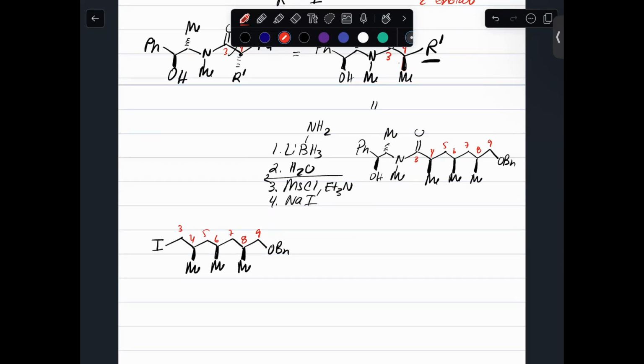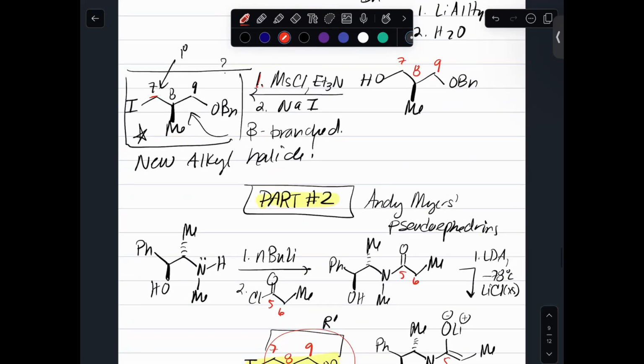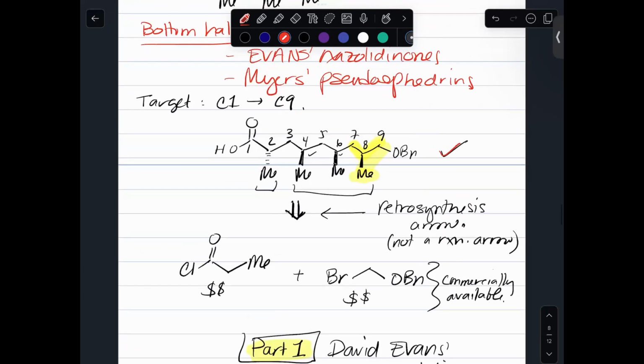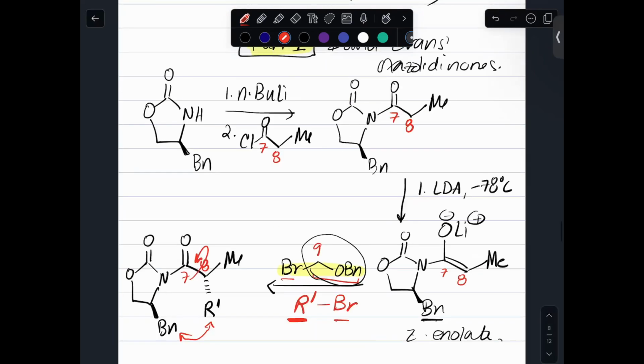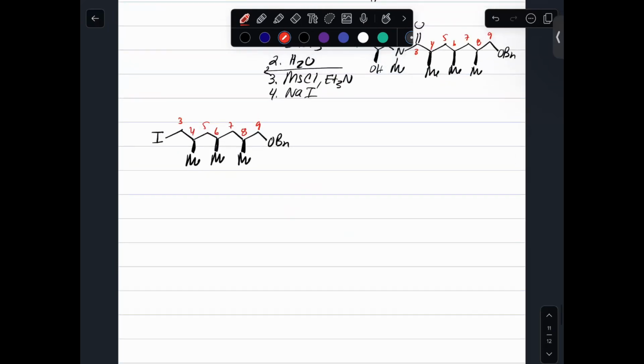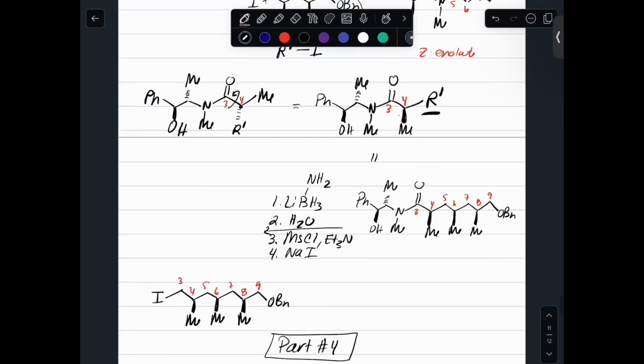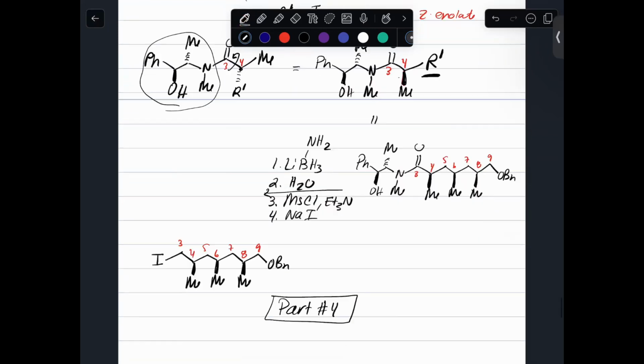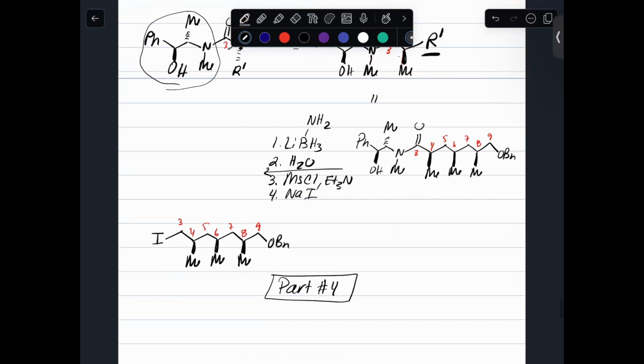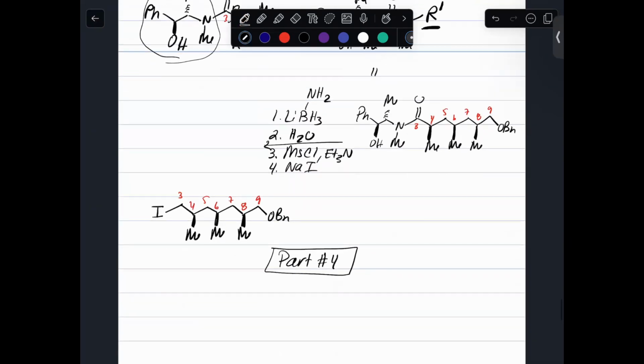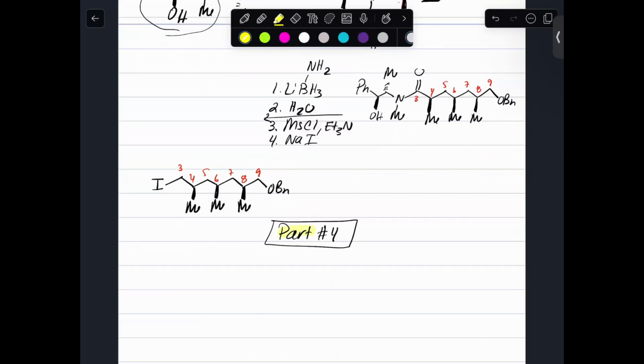So there's my new iodo system. All I need is carbons 1 and 2. But if you remember, carbon 2 is the carbon that has different and opposite stereochemistry to 4, 6, and 8. I can't use oxazolidinones, so I'm forced to use Andy Myers. Since this is the pseudoephedrine that gave us the methyl wedged, it's safe to assume that the enantiomer will give us the methyl dashed at carbon 2. So we're still using Myers pseudoephedrine chemistry.